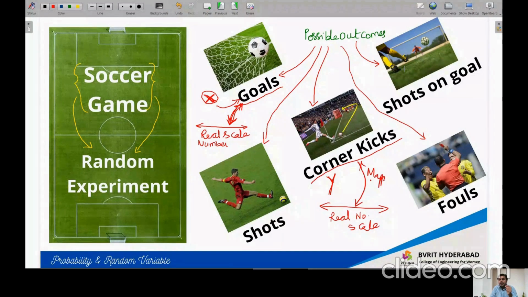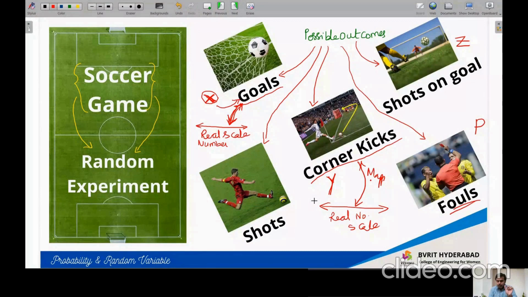Similarly, I can define any number of random variables. I can define a random variable Z here for the number of shots that are played directly onto the goal. I can define a random variable P for the number of fouls that the team has experienced in the game. So like this, we can define any number of random variables depending on the number of possible outcomes in such a random experiment, which I have taken here as a soccer game.